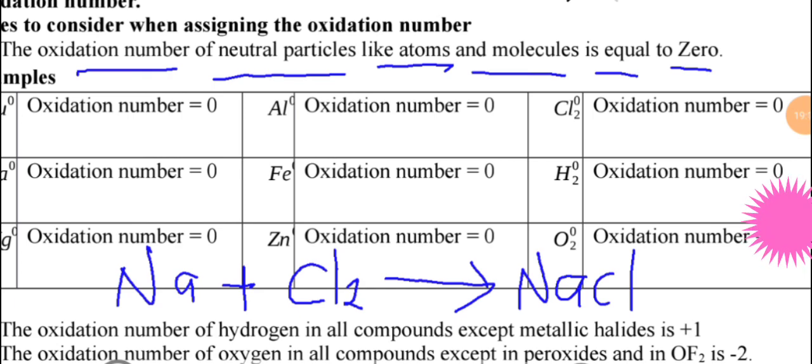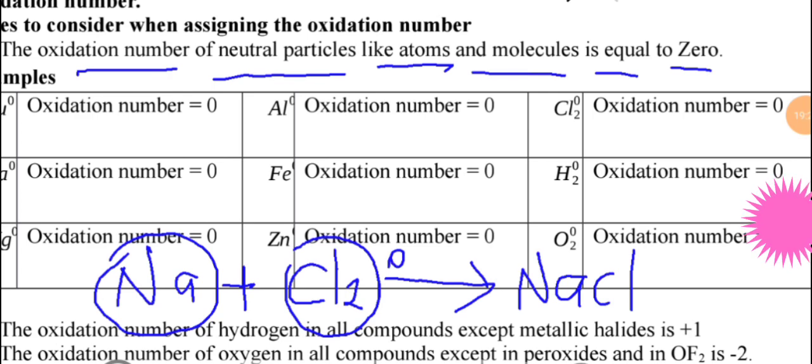The charge of sodium, since it is just an atom, is going to be 0. The charge of a molecule is going to be 0. Why? Because they are in the ground state. They have not lost their valence electrons. They are neutral. Neutral means no charge.